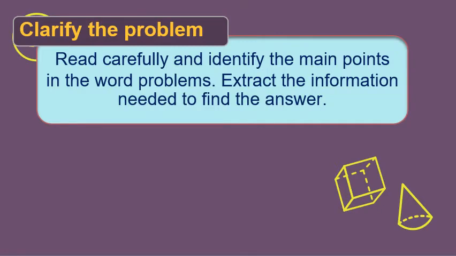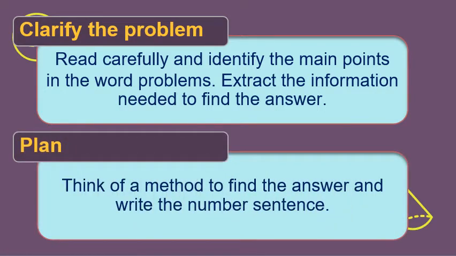Now let's learn how to do it. First is clarify the problem. We are going to read carefully and identify the main points in the word problems. And then after that, we are going to extract the information needed to find the answer. After taking all of the information, we are going to do step 2, which is plan. We are going to think of a method to find the answer and write the number sentence.